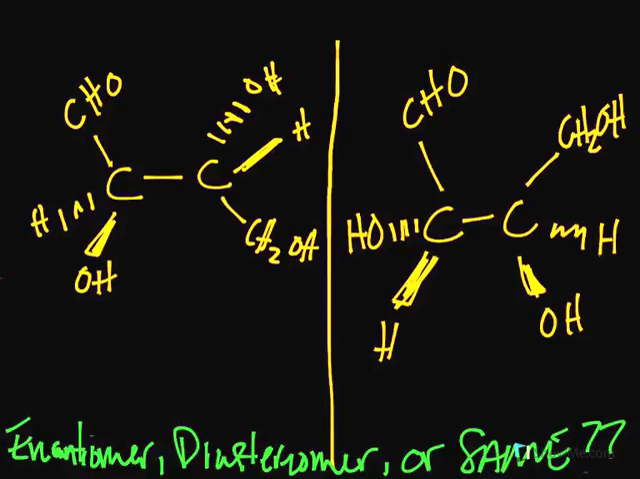There are two ways to figure out if they're enantiomers, diastereomers, or the same molecule. The first way would be if you're somehow gifted enough to rotate these things in your head, in your mind. But if you're like me and you can't do that, so you need a foolproof, systematic way to get these right 100% of the time, then I'm going to show you how to do that. The way to do that is to assign R and S.